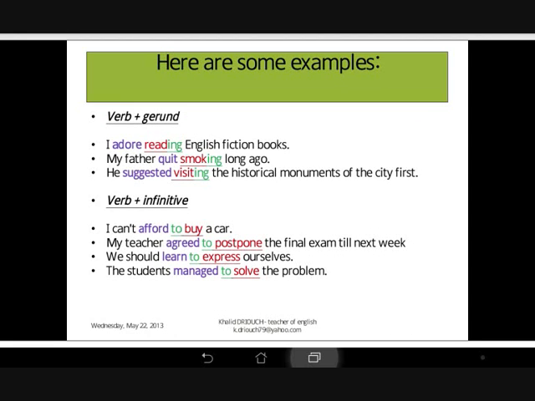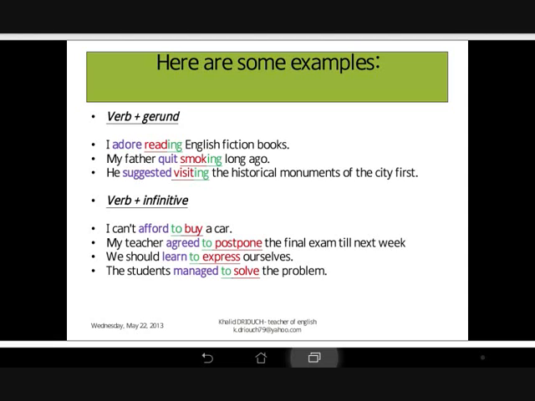Example of verbs followed by gerund. I adore reading English fiction books. The gerund form is reading, and we use it in gerund form simply because we have the verb adore before it. My father quit smoking long ago. Smoking is in gerund form because we have the verb quit. He suggested visiting the historical monuments of the city. First, visiting is in gerund because we have the verb suggest.